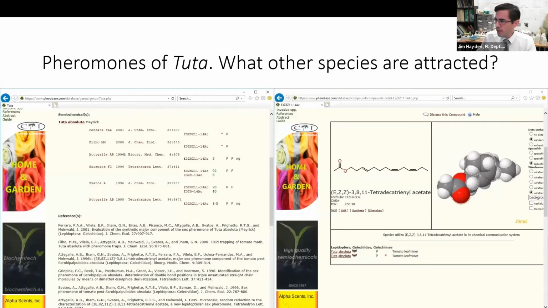So now I'm going to go on to the pheromones. I expect all of you will be running pheromone traps, and this really helps because only a limited number of things are attracted to the same pheromone as Tuta absoluta. We'll find out what other species might be attracted to it, but it's not much.